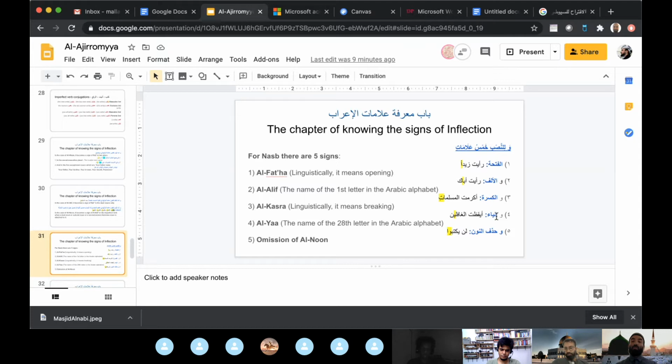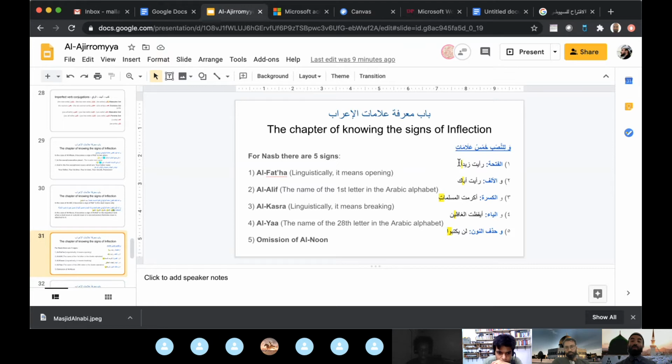And then the fourth sign of nasab is Al-Ya, the letter. This is the 28th letter in the Arabic alphabet, right? And the fifth sign of nasab is وحذف النون. This is the omission of nun. The examples that I have here: رأيت زيدا, I saw Zaid.